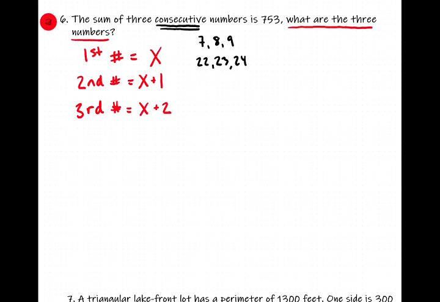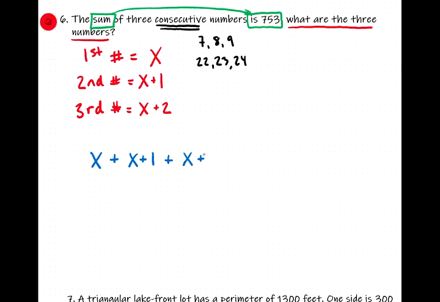And now, to create an equation, we know that the sum of those numbers is 753. Sum means addition. S-U-M, sum means addition. So this is saying if you add up the three numbers, you get 753. And we've given each of those three numbers a symbol. X is the first, x plus 1 is the second, x plus 2 is the third. And so we could add those three numbers up. The first number plus the second number plus the third number.